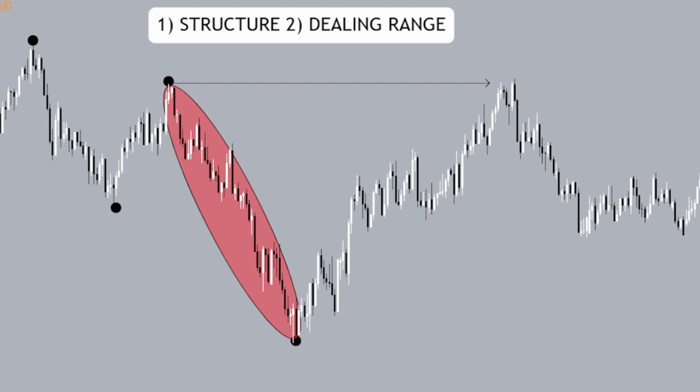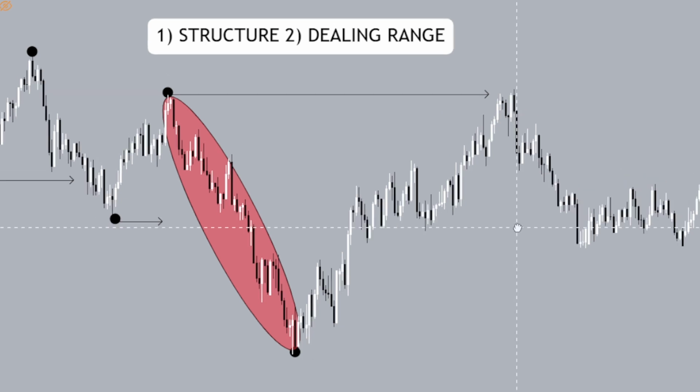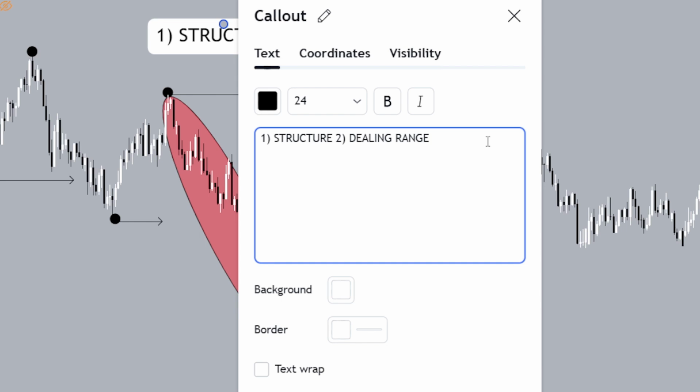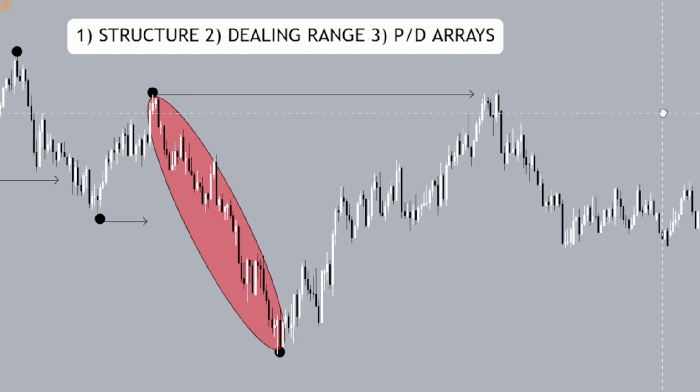So again, what we've had over here is two breaks of structure to the downside. So we've had a BOS over here, and we've had a BOS over here, right? So this is our dealing range, our bearish dealing range. So once we've identified our structure and once we've identified our dealing range, the next thing we want to look for is the concept of PD arrays. And so what do we mean by PD arrays, right?